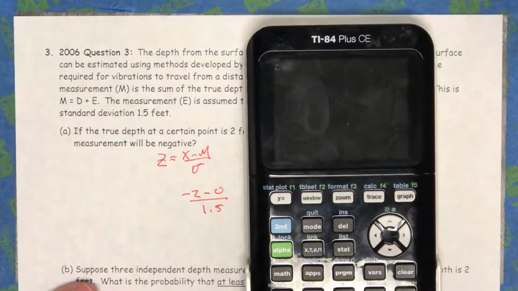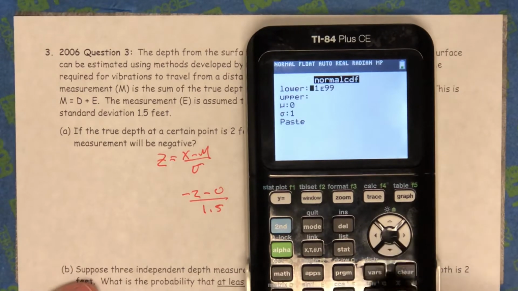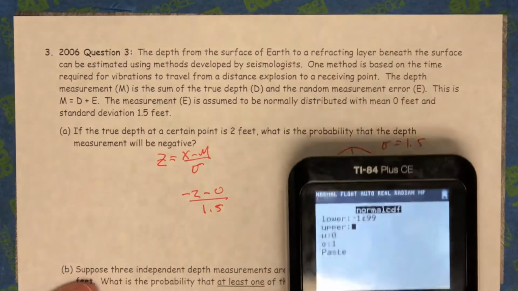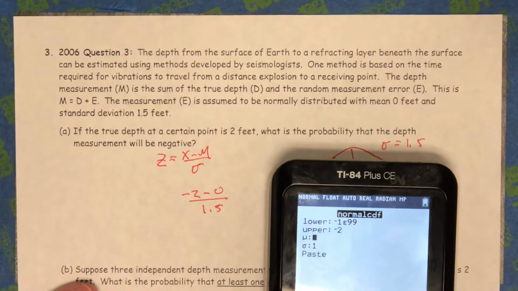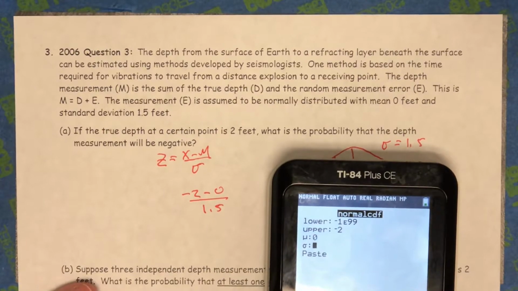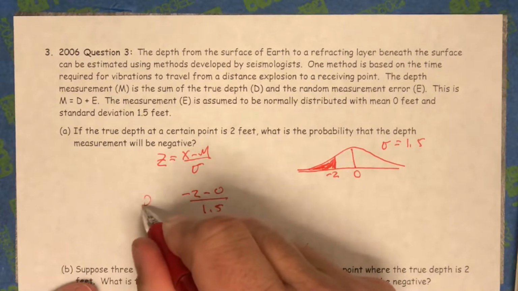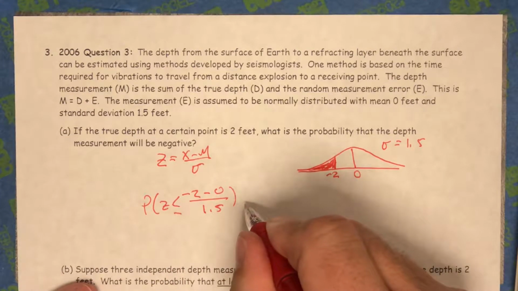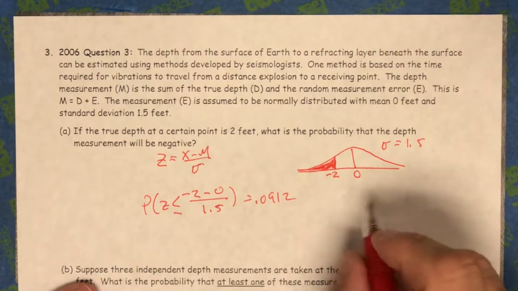And I can do a second VARS, normal CDF. My lower bound's negative infinity. My upper bound in this case would be -2, looking at the shading. Mean is 0, standard deviation 1.5, and I get 0.0912. So that probability that z is less than or equal to this equals 0.0912.